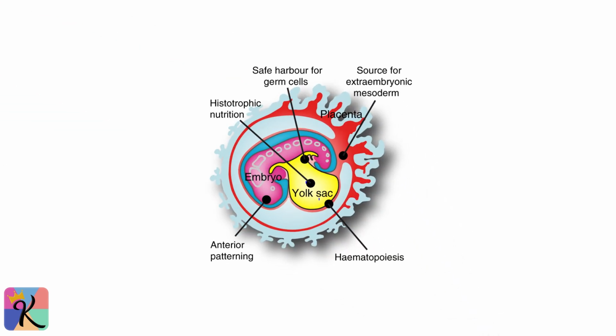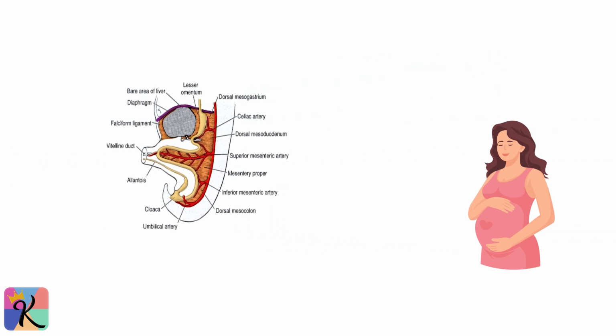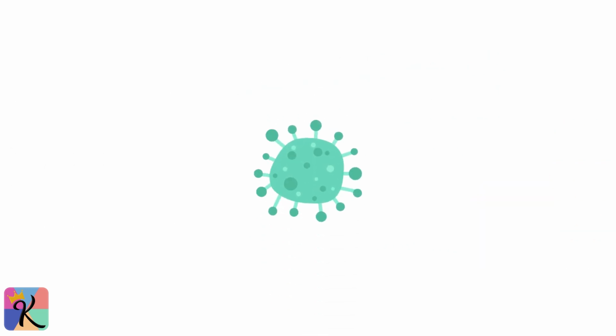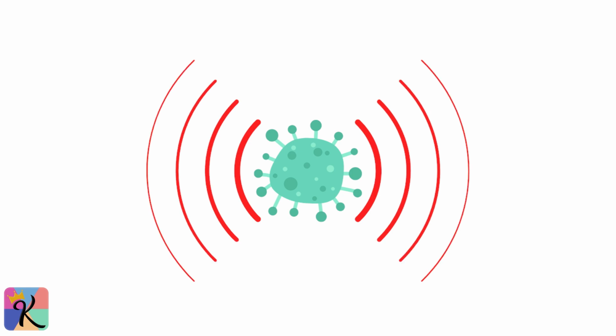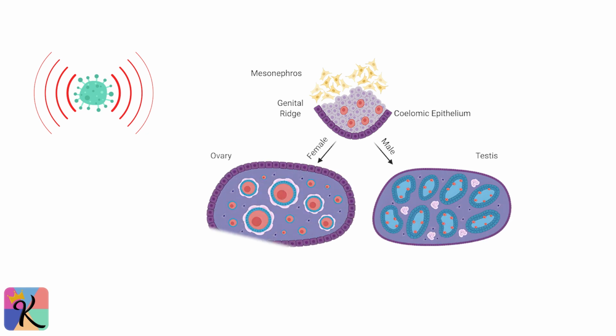Early in development, cells from the yolk sac differentiate into primordial germ cells, migrating along the vitelline duct to the primitive digestive tract and up the dorsal mesentery, reaching the genital ridge by week 6. Upon arrival, these primordial germ cells signal the surrounding cells, leading to the formation of an undifferentiated gonad capable of becoming either testes or ovaries.